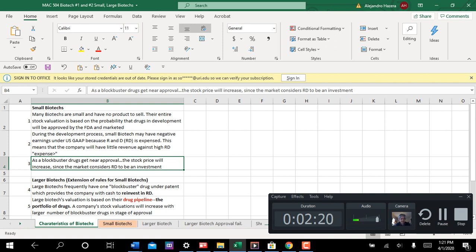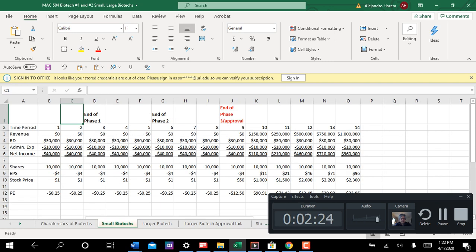Okay, so let's go ahead and take a look at the worksheet for small biotech. This is theoretical, but it's somewhat typical of small biotechs. I'm going to use 14 time periods. I'm not using a terminal value. You could attach a terminal value to the end, but I'd rather not do that, just to keep it simple.